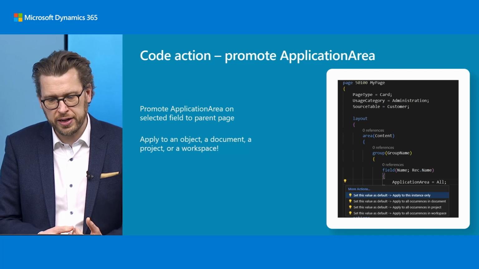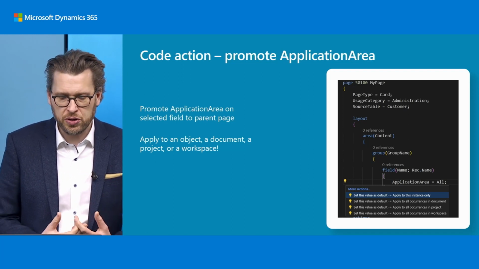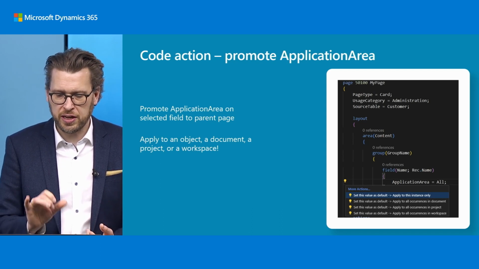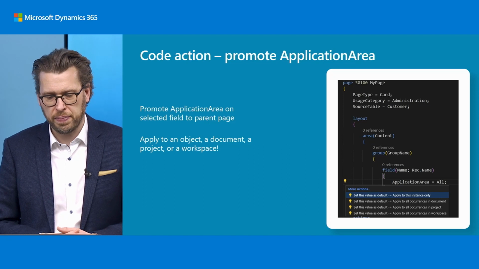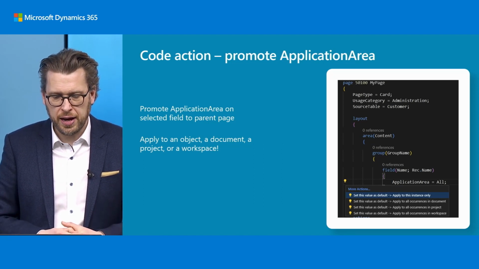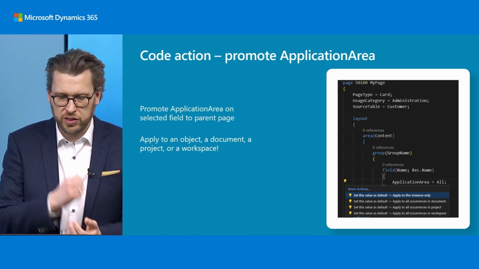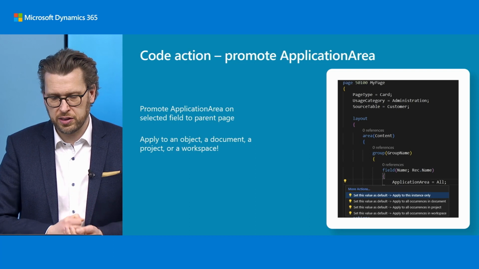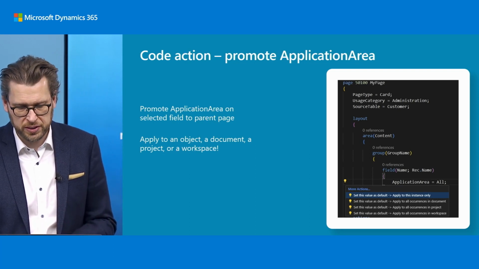So the first one is that you can basically stand on a field and say, I would like to take the application area that's defined on this field and promote it to the page level, right? Set it on the page. And just like with the other code actions that I've shown, you can apply this just for this object, for the file itself, for the project, for the active file, for the active project, or for the whole workspace.